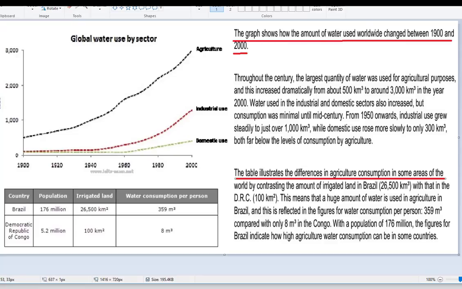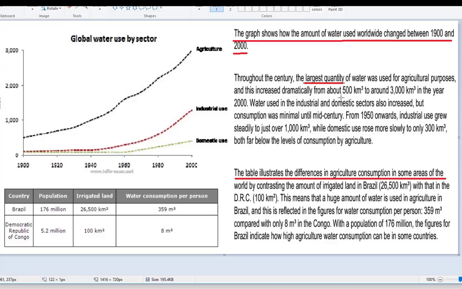I don't see the word "sector" being used here in the overview. But okay, let's see if they identify the major trends. So we have agriculture, industrial use, domestic use. They're both in an uptrend. Let's see. "Throughout the century, the largest quantity of water was used for agricultural purposes." Well, that's true. That's a major trend. It's always been the maximum. So yes.